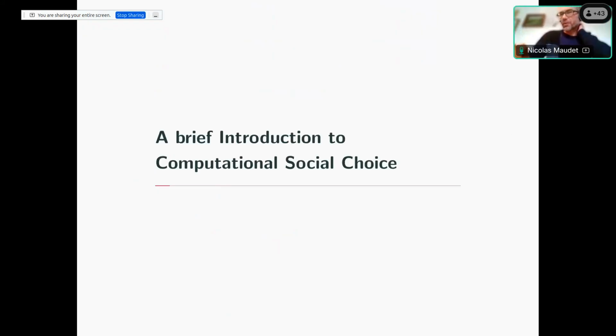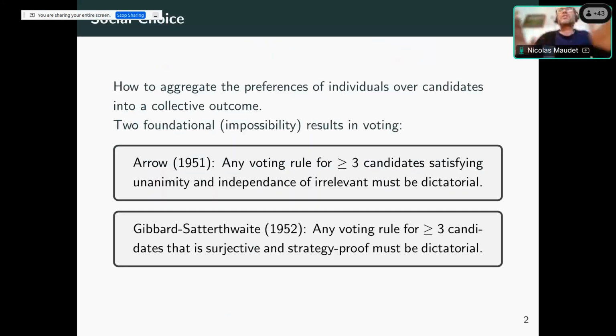Okay, so let me start with computational social choice. So what is computational social choice? I will start with a quite dry slide to start with. Two foundational results in voting. Social choice is basically this theory of how you can aggregate preferences of different individuals over different options into a collective outcome. And you want to do that in a principled manner, so you would like to get properties, guarantees as to what the outcome will look like.